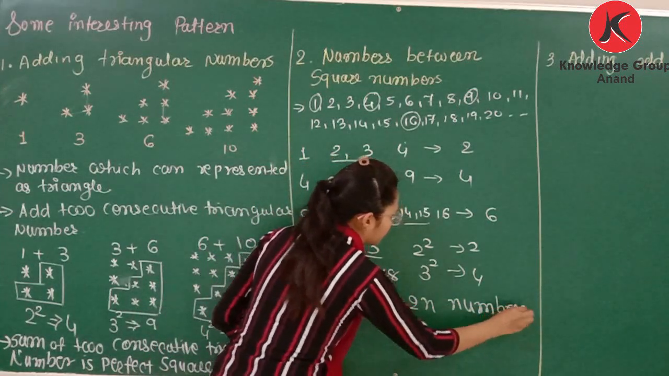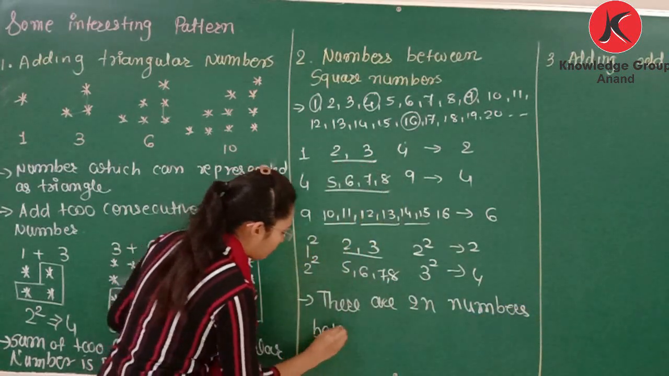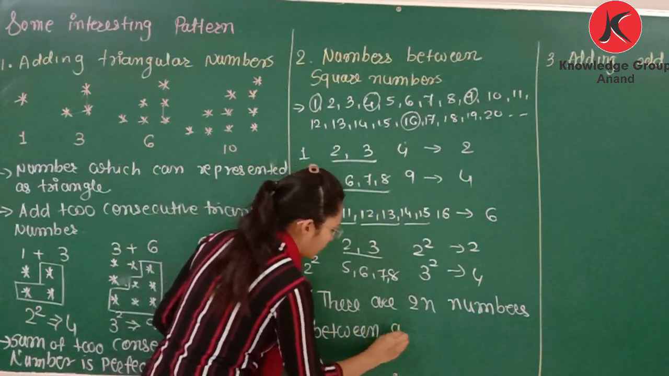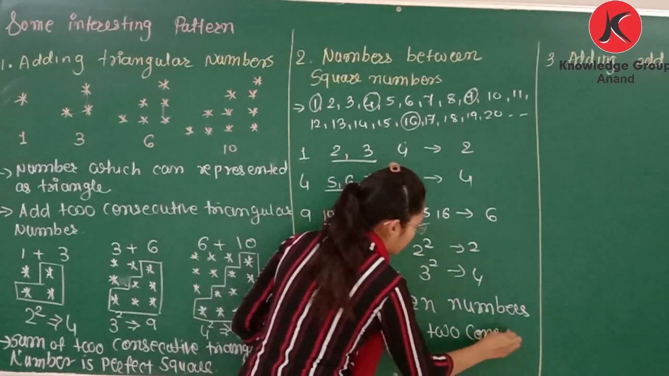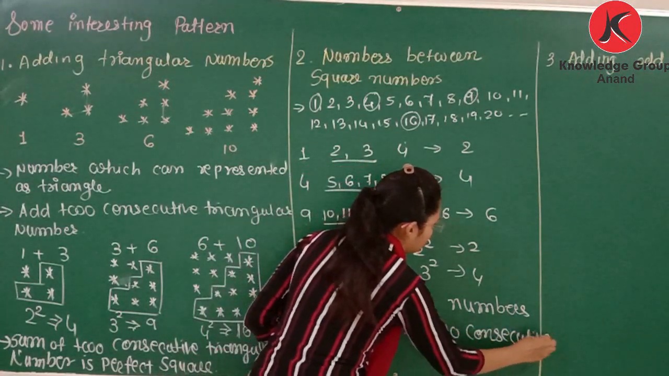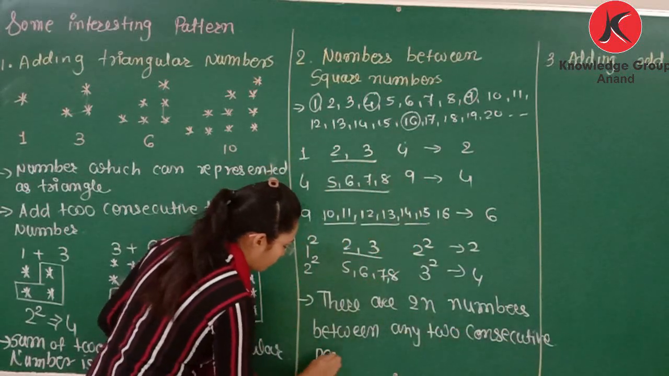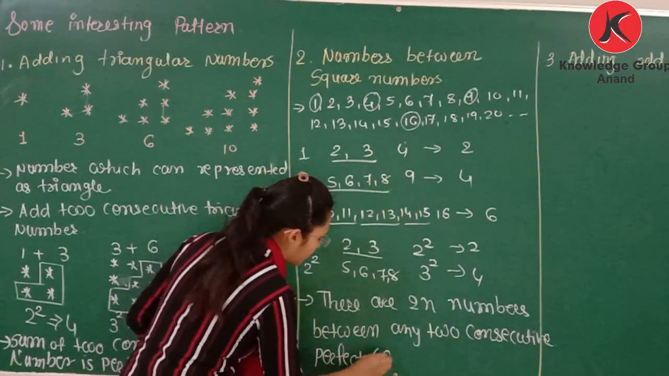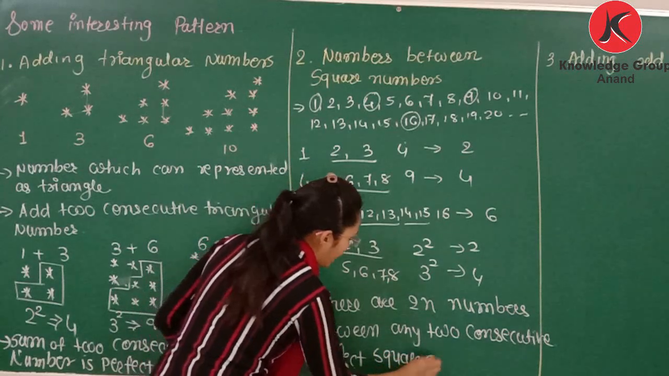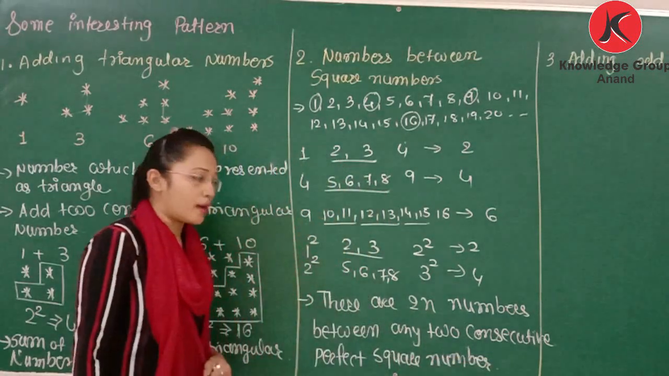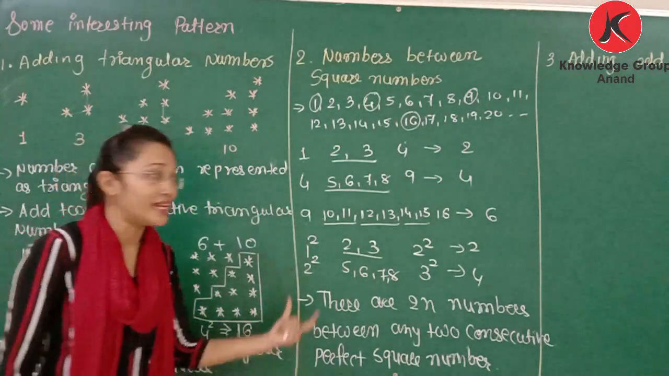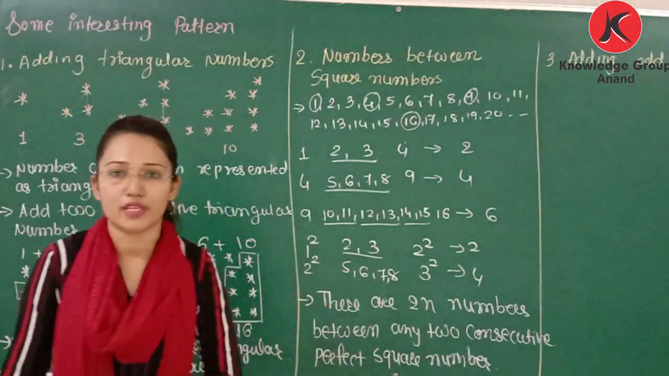So, if you want to find the numbers between 2 square numbers, you can write there are 2n numbers between any 2 consecutive perfect square numbers. How many numbers are there between any 2 consecutive perfect square numbers?